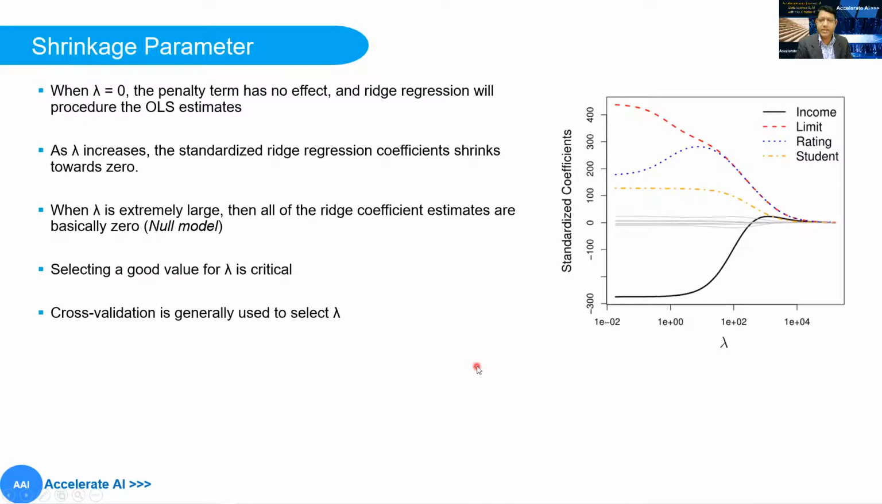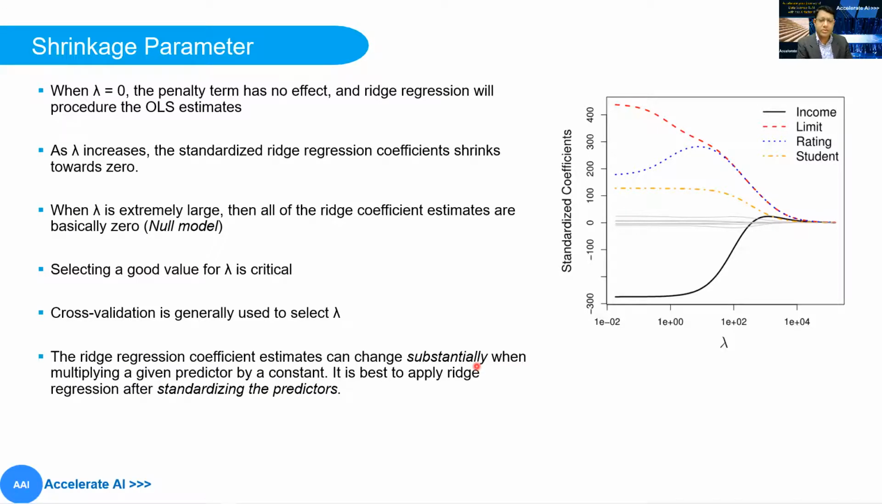Generally, cross validation is used to select this lambda because it is a hyperparameter and there is no other way to get that. Also important to note is that the ridge regression coefficient estimates can change substantially when multiplying a given predictor by a constant, because we have this penalty factor. So if you multiply the coefficients, let's say by a, that gets into the penalty factor and lambda increases. Hence, it is best to apply ridge regression after standardizing all of the predictors. As shown here, we can come up with new predictors, which are the standardized form of our original predictors, before solving the estimates using ridge regression.